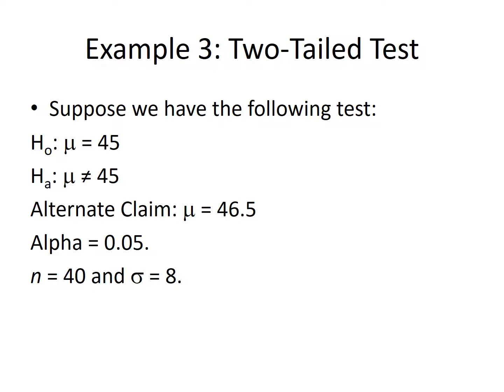For our third example, we will consider a two-tailed test. Suppose we have the following test. Someone claims that the population average is 45. The alternate claim is that it is different from 45, or not equal to 45. Let's say that someone believes it to be 46.5 instead. This time we'll use an alpha level of 0.05, a sample size of 40 with a population standard deviation of 8.